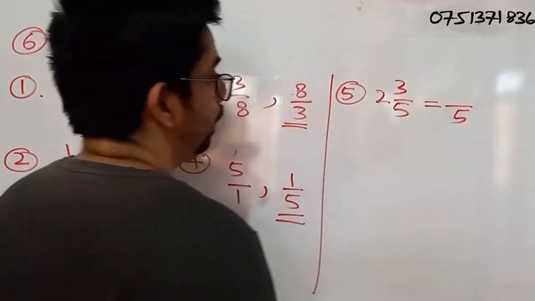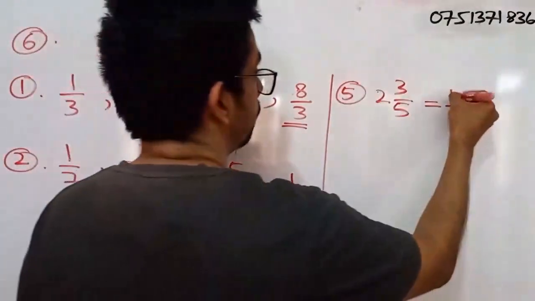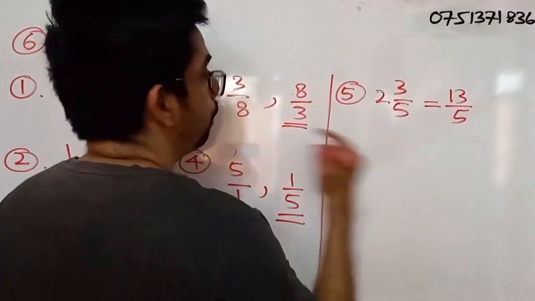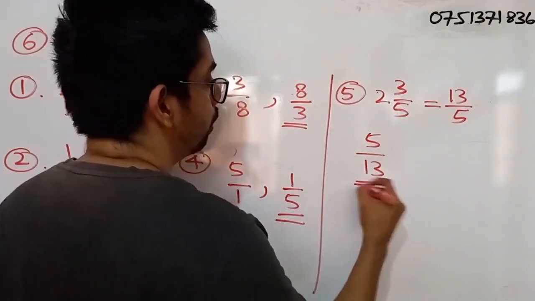What will be the numerator? 5 times 2, that is 10. Add another 3, it becomes 13. Now what will be the reciprocal? The numerator will be 5 and the denominator will be 13.